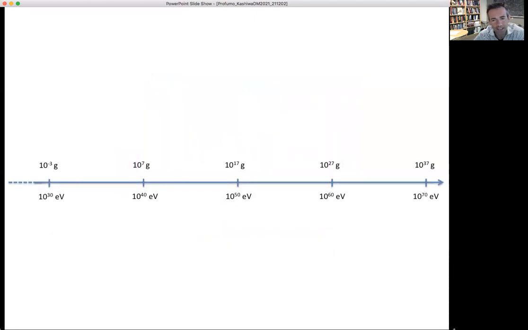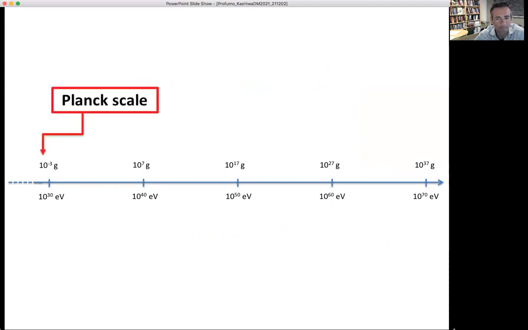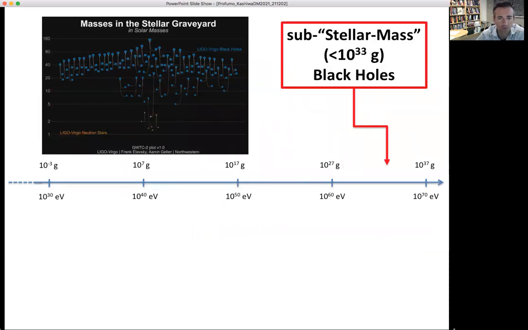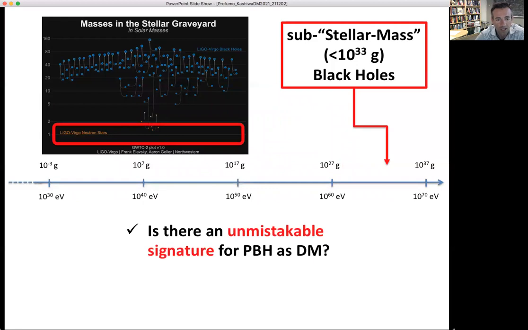So broadly speaking, it is possible to find a viable range of masses for primordial black holes in a very, very large span of masses. And today I will talk about masses that range from the Planck scale, so roughly tens of micrograms, all the way up to stellar mass black holes. And let me start with a story that has to do with substellar mass black holes, or black holes where the mass is below the Chandrasekhar mass.